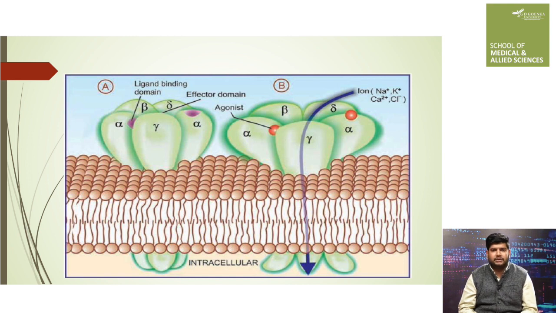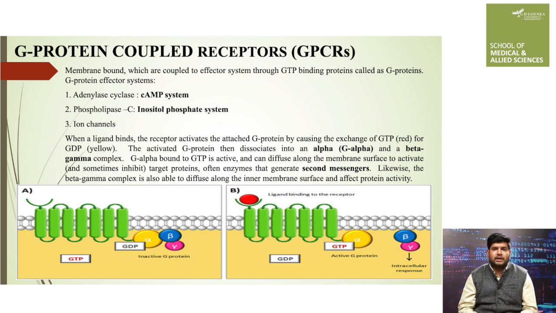Next is G protein coupled receptors that are membrane bound, which are coupled to effector system through GTP binding proteins called as G proteins. Effector domain works through main 3 systems. They can work through adenyl cyclase cAMP system, phospholipase C inositol phosphate system, ion channel systems. So, all these 3 are the systems through which they can work.